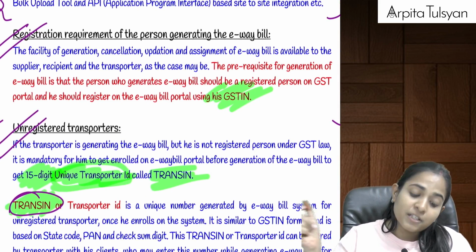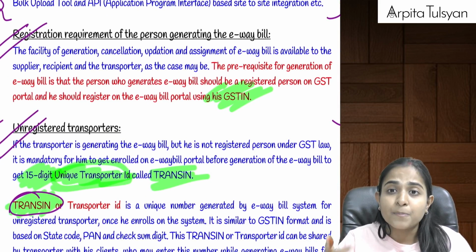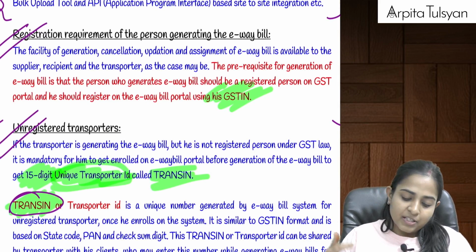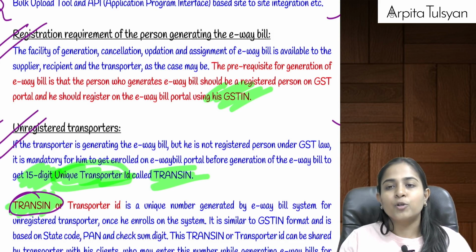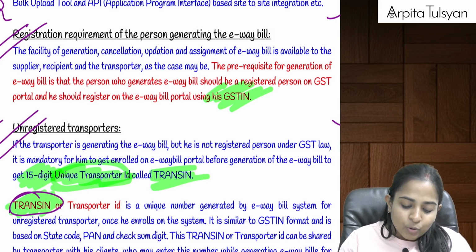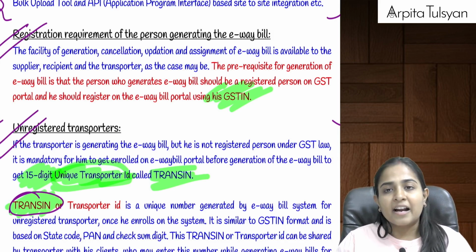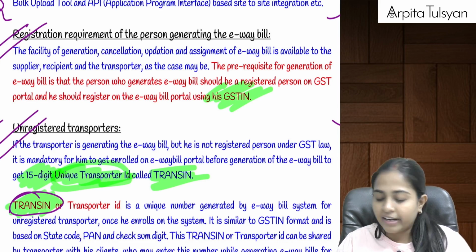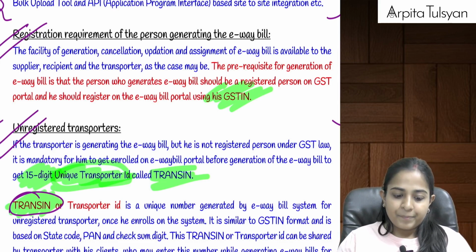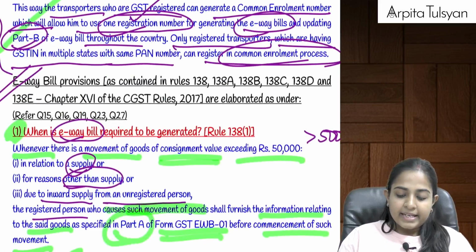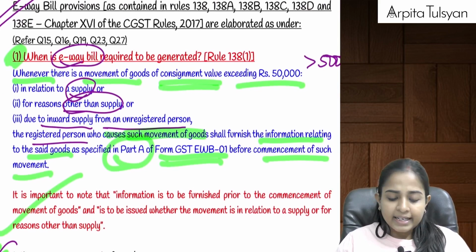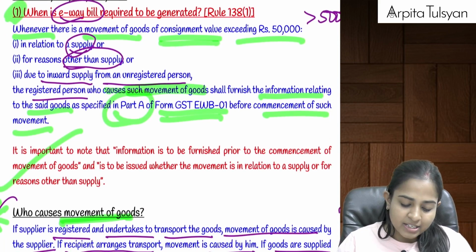Ma'am, what if the transporter is unregistered? If the transporter is unregistered, then he will have to apply for a unique transporter ID, a 15-digit unique transporter ID called TransIN, which he is going to use for generating the e-way bill. Are you clear with this? Yes? Okay.